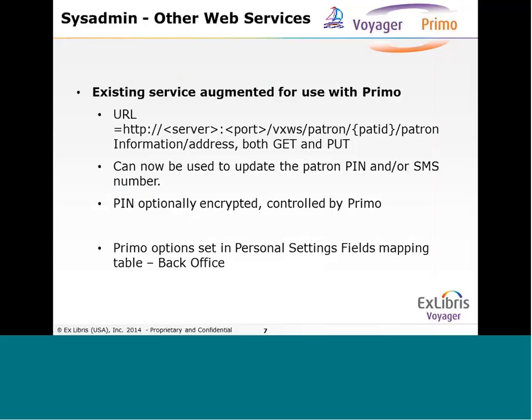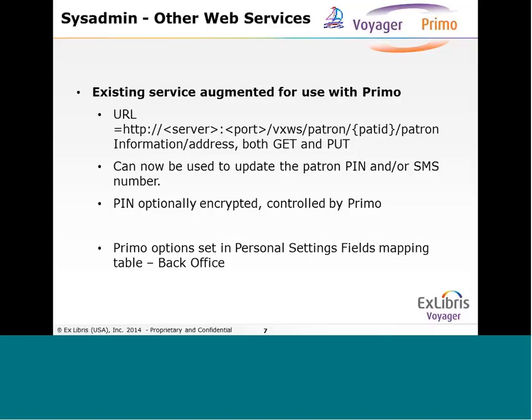Some services have been augmented or improved for use with Primo. Patron information, or patron ID information, has been augmented so that it can use both get and put. This allows us to pass patron PIN and SMS information back and forth. We used to be able to read it, or get it. Now it can also be put. This is what is allowing us to enable the PIN and SMS information between Primo and Voyager so that it can be updated in Primo.